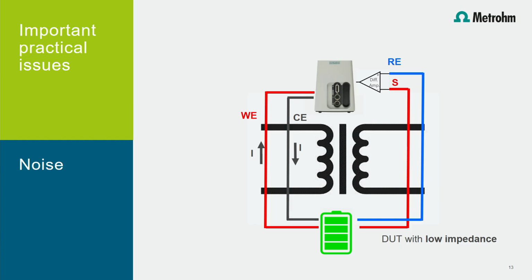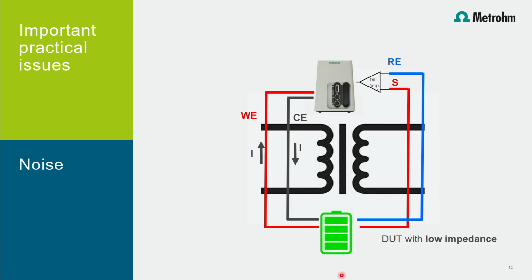Noise. There are two different kinds of noise: external noise and noise caused by the measurement itself. To reduce external noise, you just use a suitable Faraday cage, bring your battery inside, and you are on the safe side. Noise caused by the measurement itself has to be reduced by cable positioning.